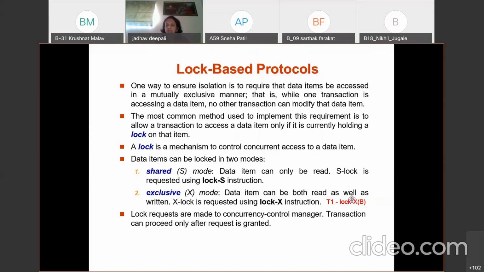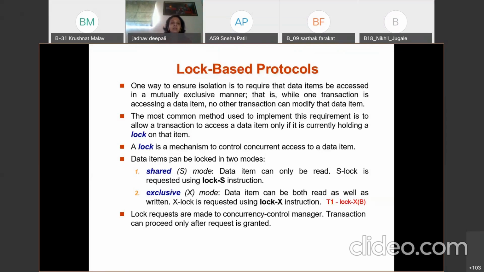So if there is an exclusive lock, it means T1 can update the data item, he can write the data item B, so another transaction is not allowed to access the data item B. If it is the third mode, only performing a read, can any other transaction use the data item? Yes, it is allowed. Why? Because it is only sharing, only reading the data. So another transaction can also read the data item, not necessary to wait.